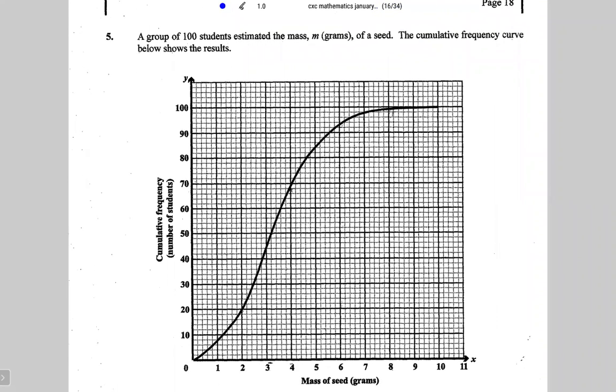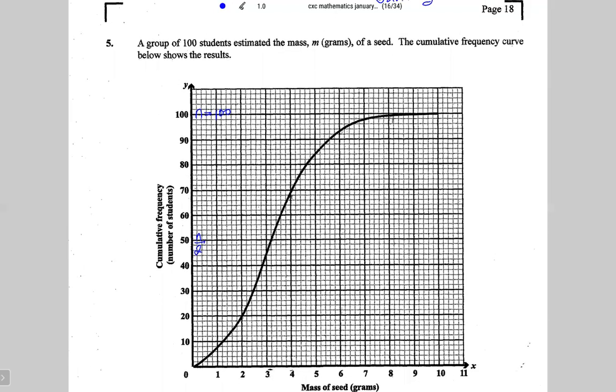Just some things to point out is that n is equal to 100 because there were 100 students. This is n over 2, which is 50. Let's stop there for the time being and continue the question.